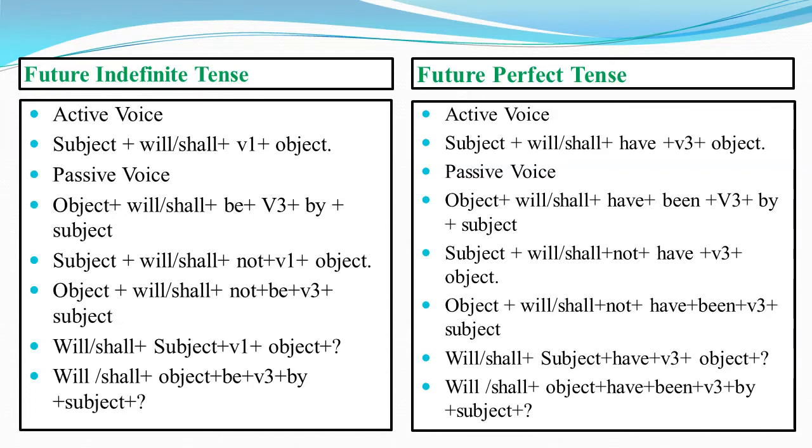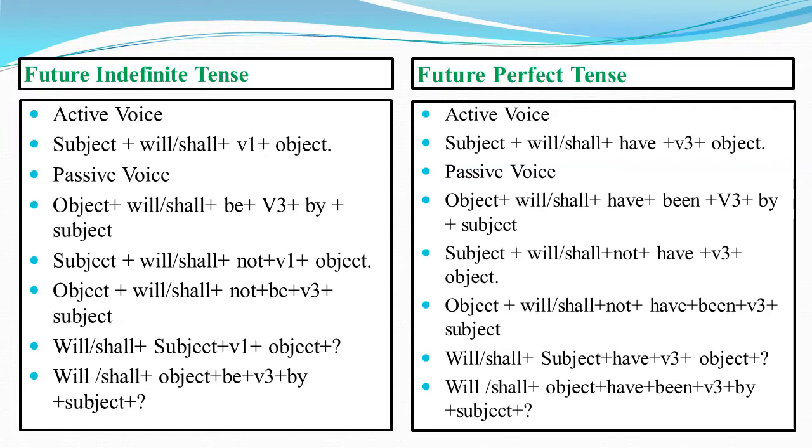For interrogative in active voice we will write will or shall first, then subject, after that first form of verb and then object plus question mark. And in passive voice we will write will or shall first and then object instead of subject, then we will add be, then third form of verb, then by, and then subject, and after that question mark.